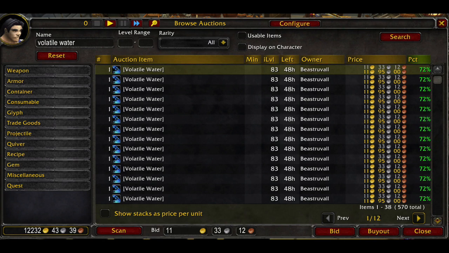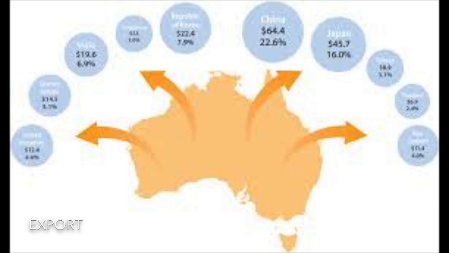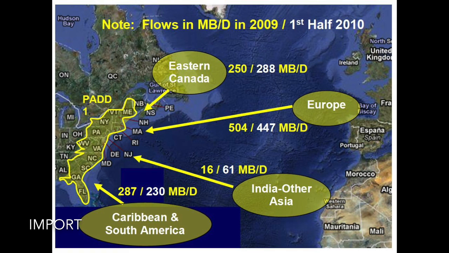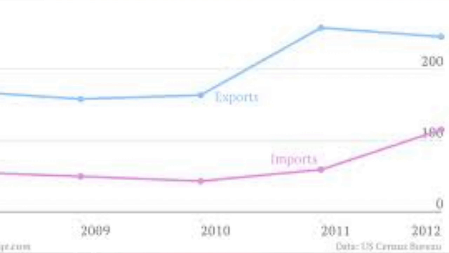Two terms you need to know: export, goods and services from one country that are delivered to another country; import, goods from a foreign country that come into a country for use or sale. Ideally, countries want to export more than they import.